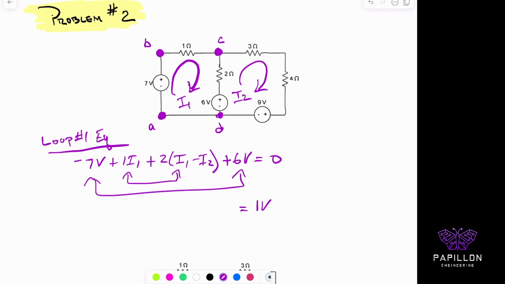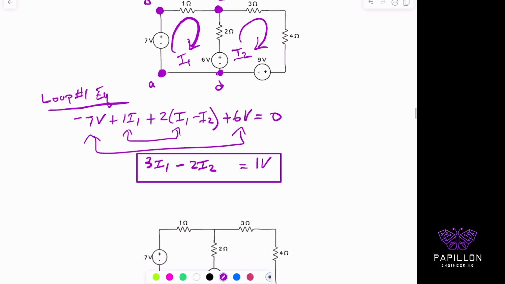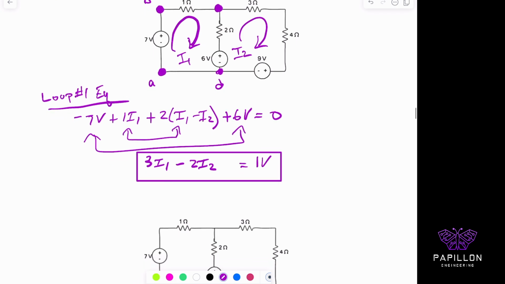And certainly now that I have the 2 I1, and the 1 I1 gives me back the 3 I1. And then I have here minus 2 I2 equals 1 volt, right? So again, it's just simplifying this hopefully relatively quickly, and then we can solve. I repeat this problem again, and this time I'm going to do the equation from loop number 2's standpoint.